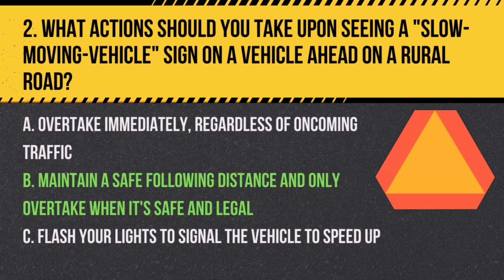Answer. B. Maintain a safe following distance and only overtake when it's safe and legal. A slow-moving vehicle sign indicates that the vehicle cannot travel at the speed limit. It's important to be patient, maintain a safe distance, and only overtake when it's safe and legal to do so.